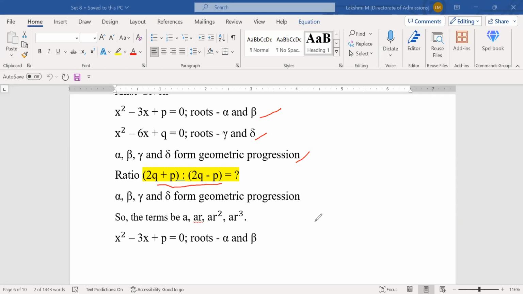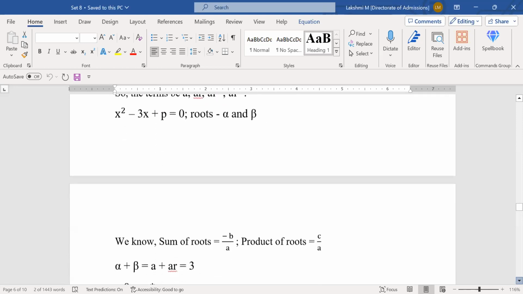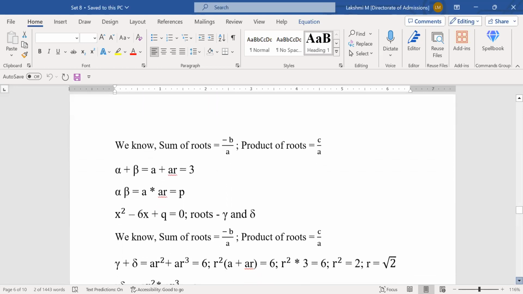When it's a geometric progression, roughly you know how it will be: A, AR, AR square, AR cube, right? So I'm just going to assume alpha could be A, beta could be AR, gamma could be AR square, and delta could be AR cube. Now, with these two equations, you'll be able to find the sum and the product of roots for all of them, that is alpha plus beta, alpha beta, gamma plus delta, gamma delta. Because we are just focusing on those types of problems for today, right?